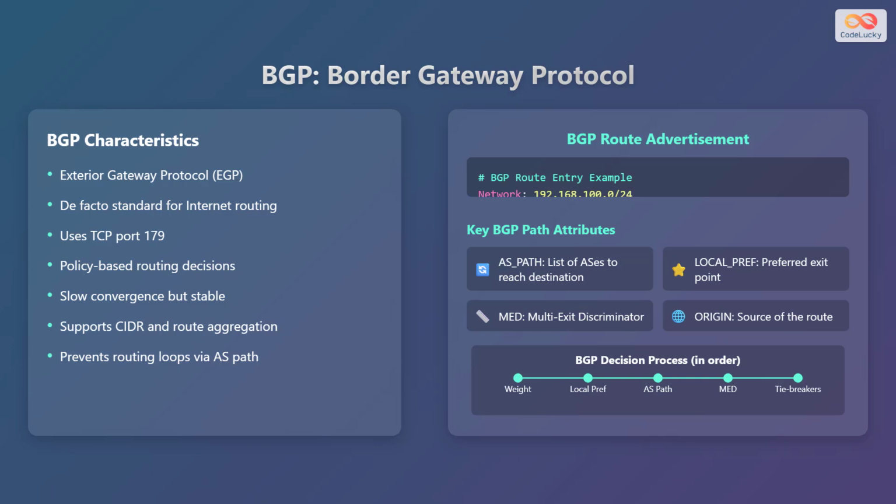Here's an example of a BGP route entry including attributes like network, next hop, AS path, local preference, multi-exit discriminator, or MED, and origin. Here are some key BGP path attributes including AS path, local preference, multi-exit discriminator, or MED, and origin.